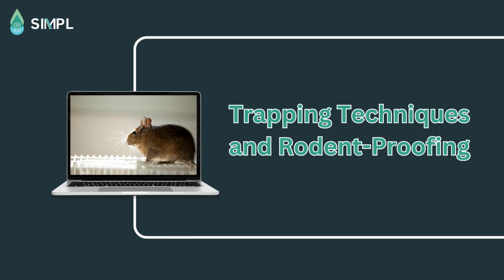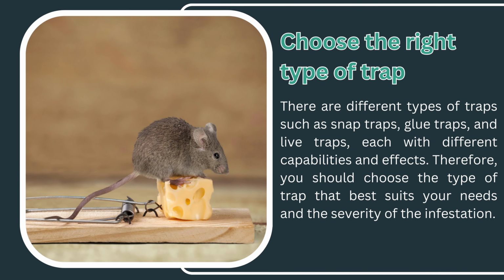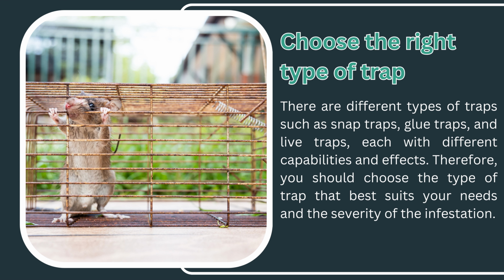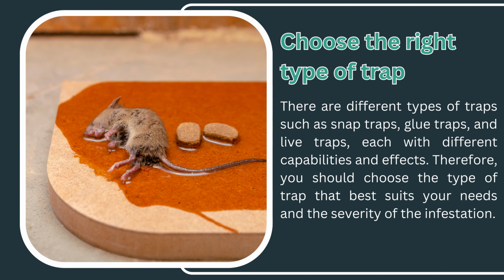Trapping techniques and rodent proofing. When using traps to capture rodents, it is important to follow the right trapping techniques. One crucial factor is choosing the right type of trap. There are different types of traps, such as snap traps, glue traps, and live traps, each with different capabilities and effects. Therefore, you should choose the type of trap that best suits your needs and the severity of the infestation.